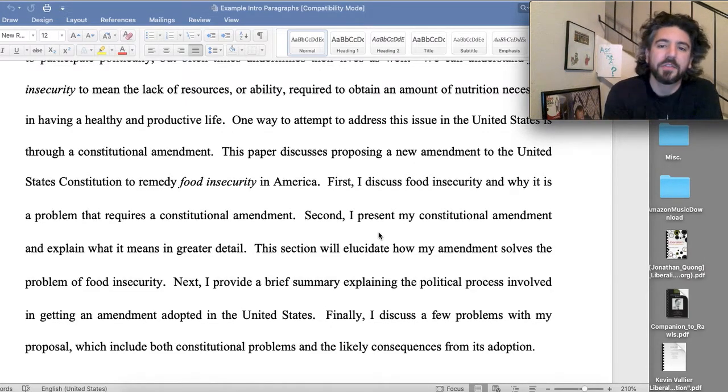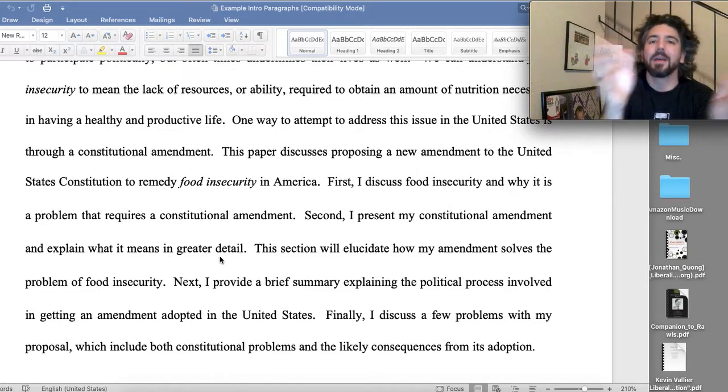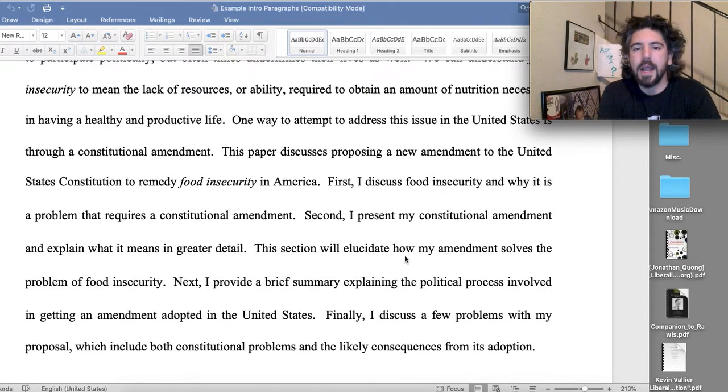First, I discuss food insecurity and why it is a problem that requires a constitutional amendment. So I'm literally restating the first part of the prompt. The second part of the prompt, I present my constitutional amendment and explain what it means in greater detail. Obviously I cannot write everything about the paper here, but I'm giving you a general overview of what that section will be about. This section will elucidate, it's a fancy word, always use your thesaurus in a paper, will elucidate, meaning bring to light, how my amendment solves the problem of food insecurity.